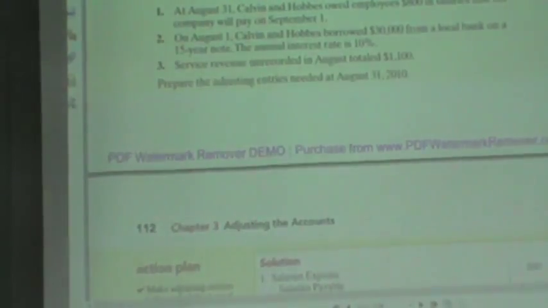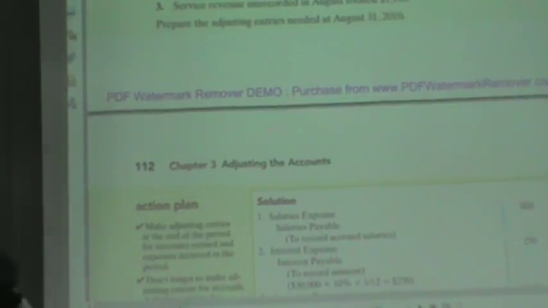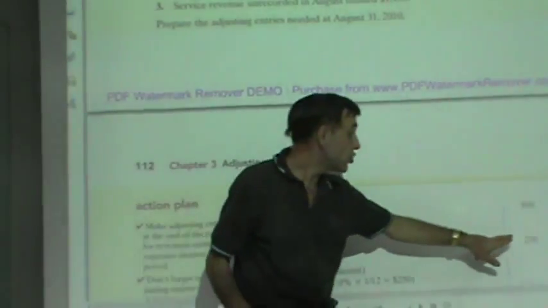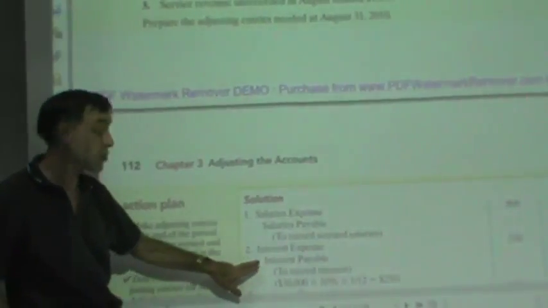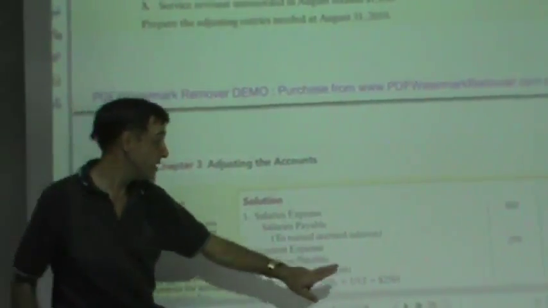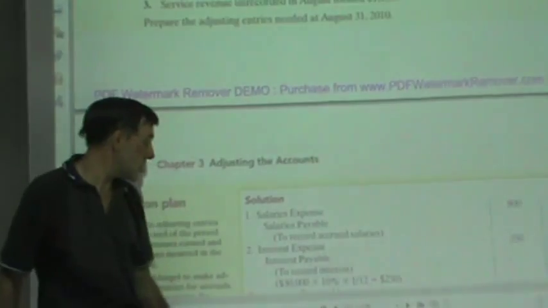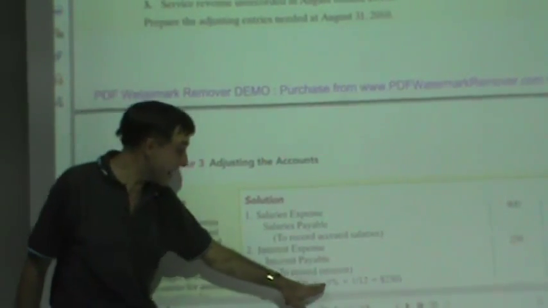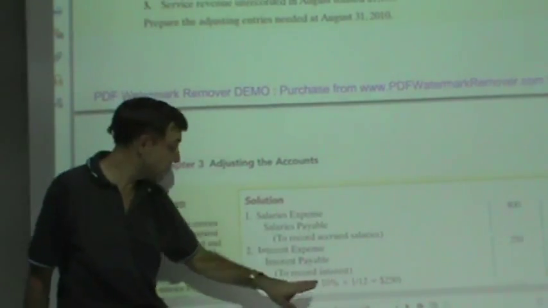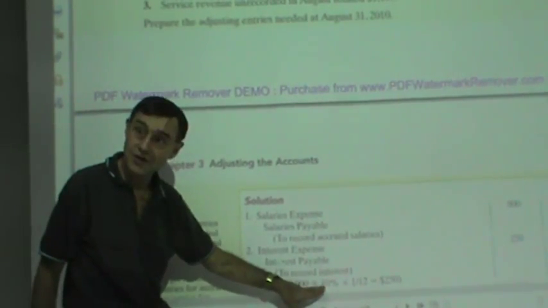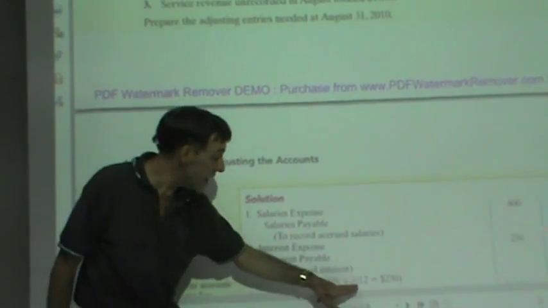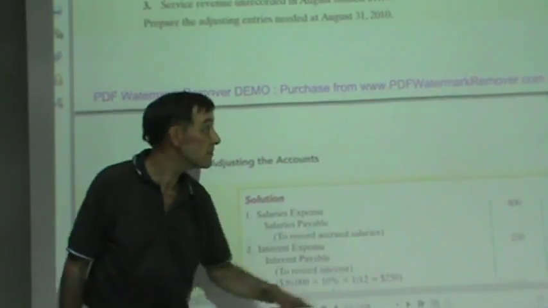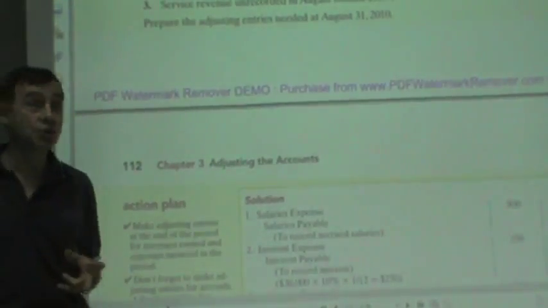Let's see how lucky I am. Oh, lucky. Interest expense, 250, and then credit interest payable, 250. The calculation is 30,000 is the full note, 10% is the annual note, so it becomes 3,000 per year, and then you divide by 12 to get the monthly, 250. Okay? So that's it. Number two.